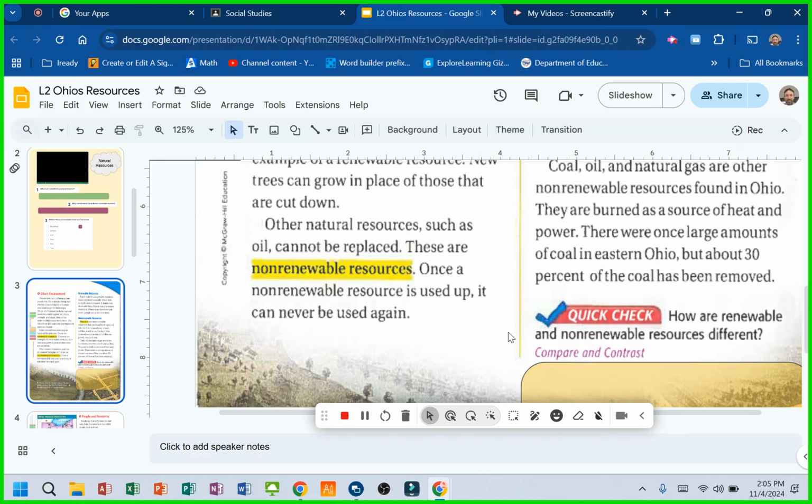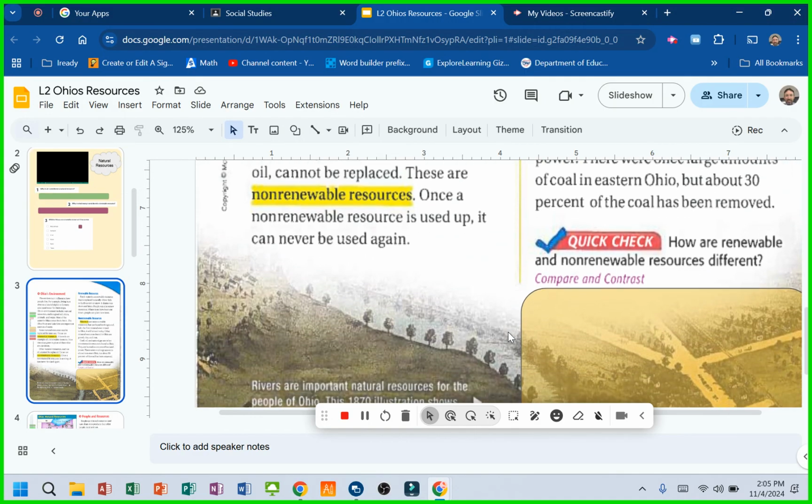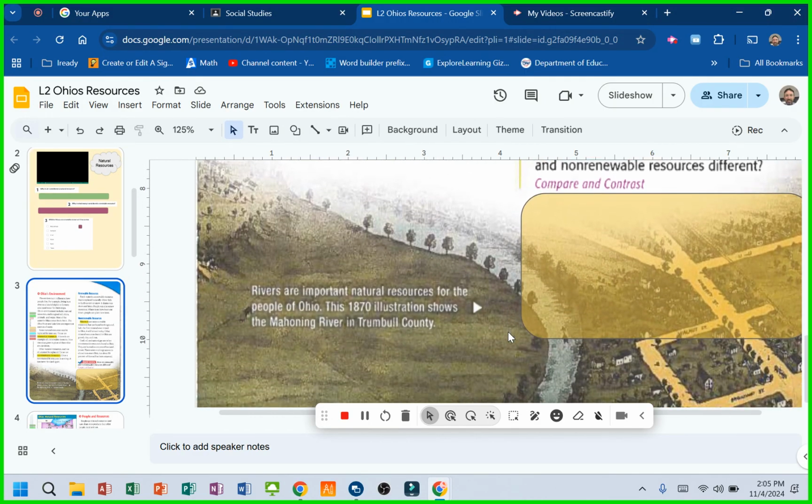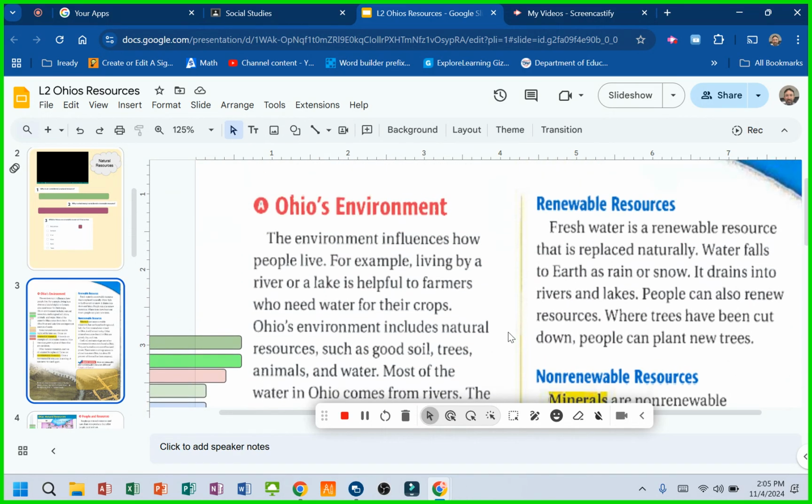Coal. Right. Once a non-renewable resource is used up, it can never be used again. All right? Renewable resources, like fresh water, are replaced naturally. Water falls to earth as rain or snow. It drains into rivers and lakes. People can also renew resources. Where trees have been cut down, people can plant trees.